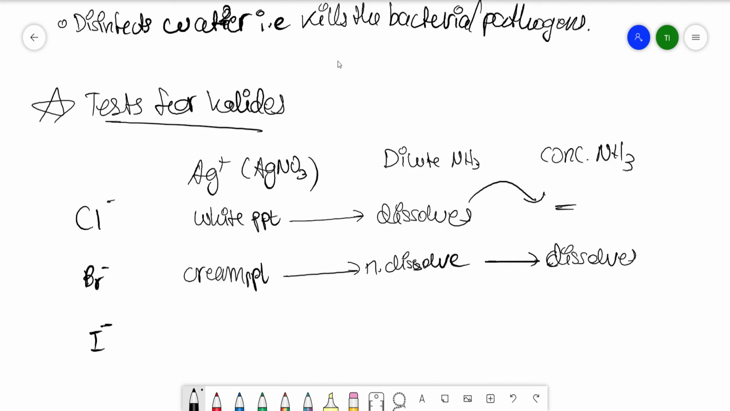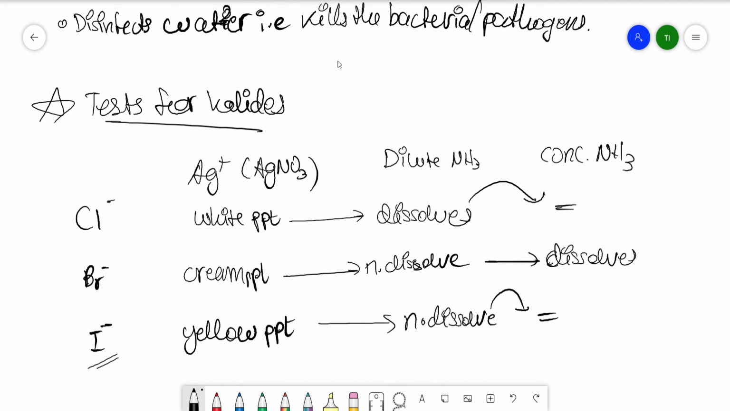And for I minus, you get a yellow precipitate, which is really nice to look at. So I suggest you ask your teacher to do a test for the I minus halide, which does not dissolve in either. Okay, it does not dissolve in either dilute or concentrated NH3.